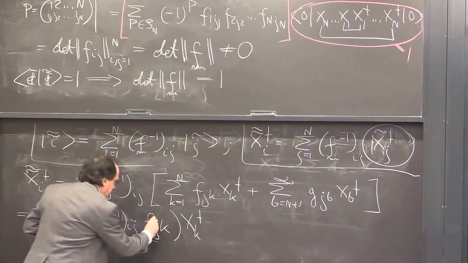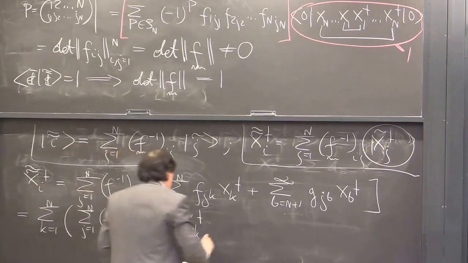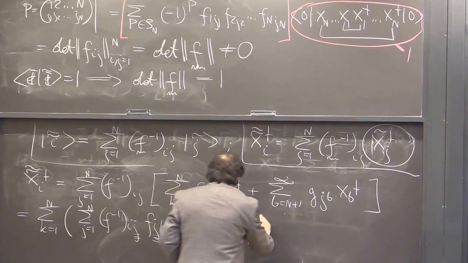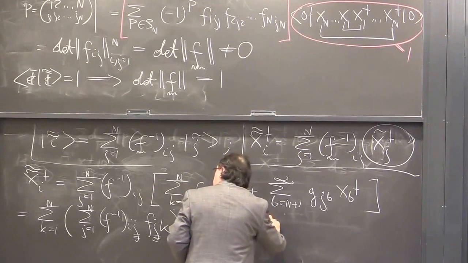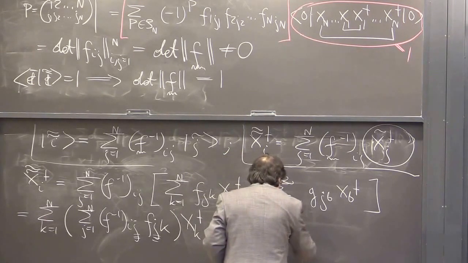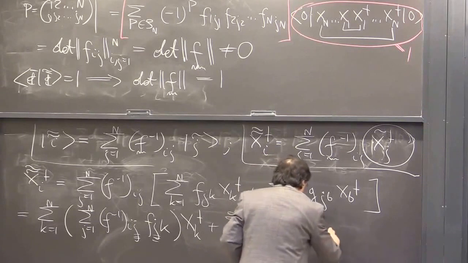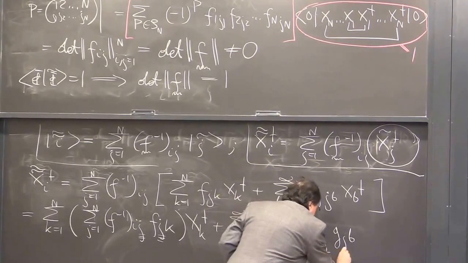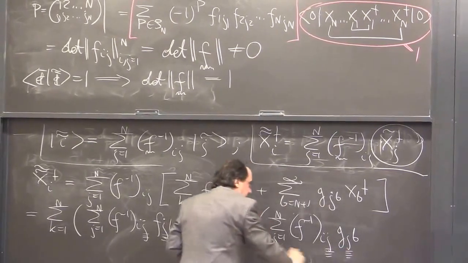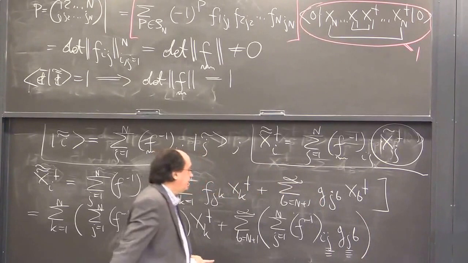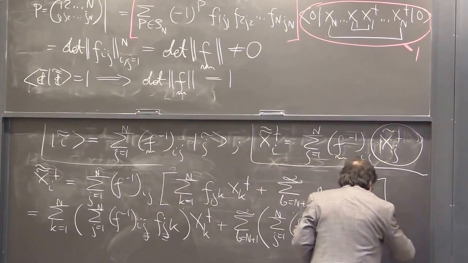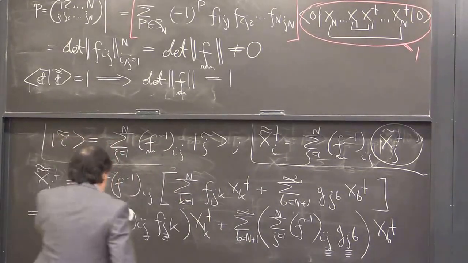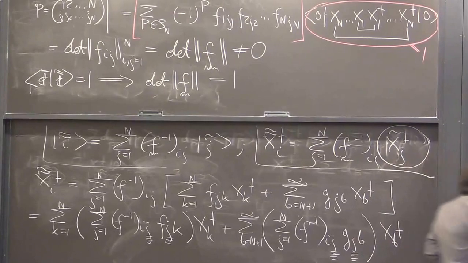That's the first contribution. The second contribution will have a summation over b. I'll write this one first. Then a summation over j from 1 to n, and we have f to the minus 1 i j, g j b. You sum this over j's. Maybe I'll underline. And then you multiply the result by x b dagger, and then you sum over b. That's what we end up with. Alright, well, let's think about this expression now, carefully.